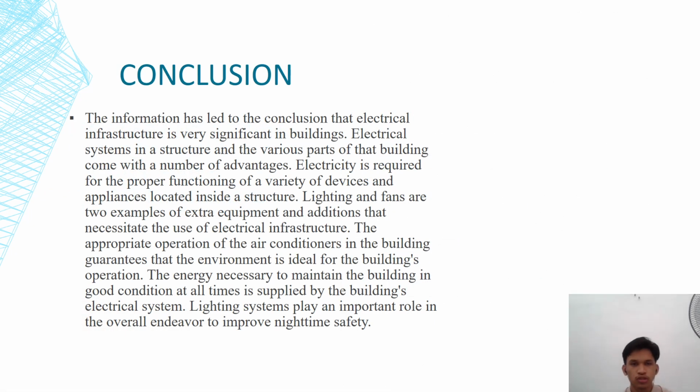Next, I will explain the conclusion as the last part of our project presentation. The information has led to the conclusion that electrical infrastructure is very significant in a building. The electrical system in a structure and the various parts of the building come with a number of advantages. Electricity is required for the proper function of a variety of devices and appliances located inside a structure. Lighting and fans are two examples of extra equipment that necessitate the use of electrical infrastructure. The appropriate operation of the air conditioning in the building guarantees that the environment is ideal for the building's operation.